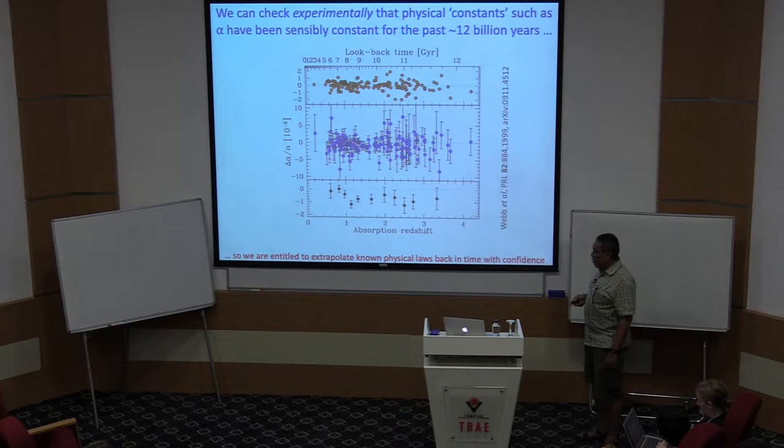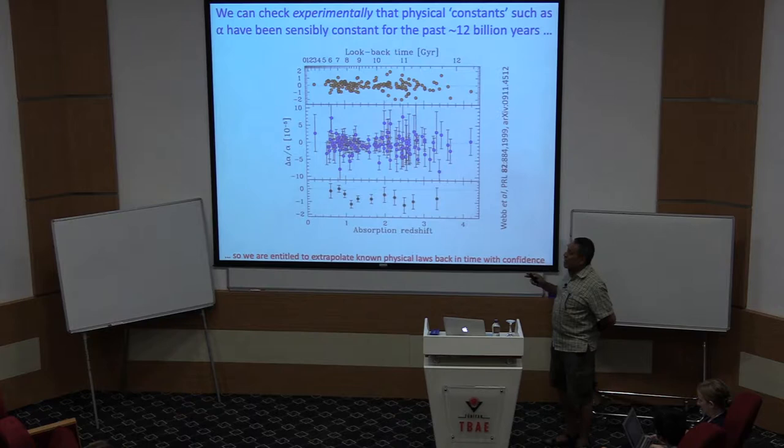So we can extrapolate our laws. Now, this is just food for thought. You could imagine loopholes in this. In fact, in string theory, the values of all the couplings are meant to be expectation values of some moduli fields or something. What this is saying is that if they were doing their thing, they should have done it back in the past, not today.